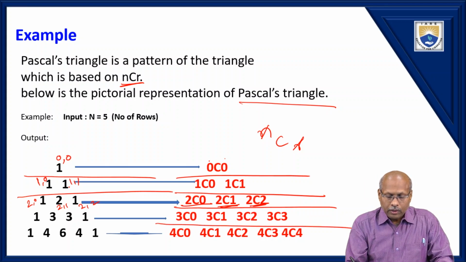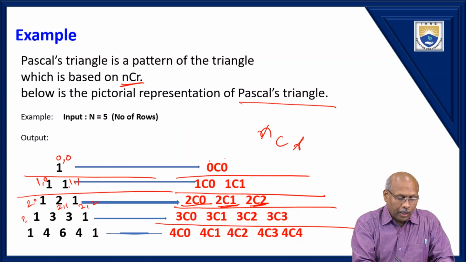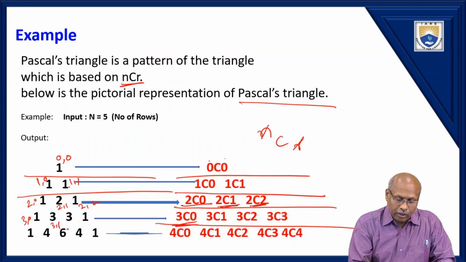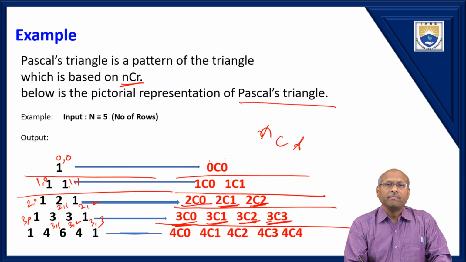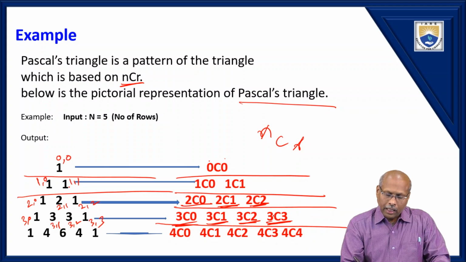Now come to third row. In third row, this is third row, 0th column. This is third row, 1st column, that means 3C1. This is third row, 2nd column, so 3C2. This is third row, third column, so 3C3. So this is the way you can also evaluate.